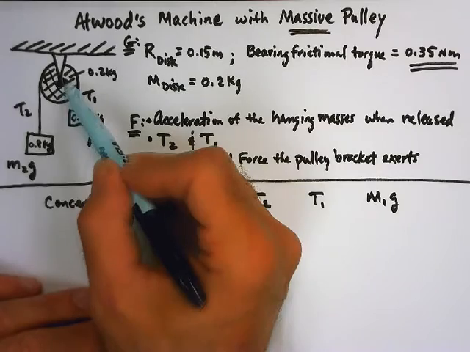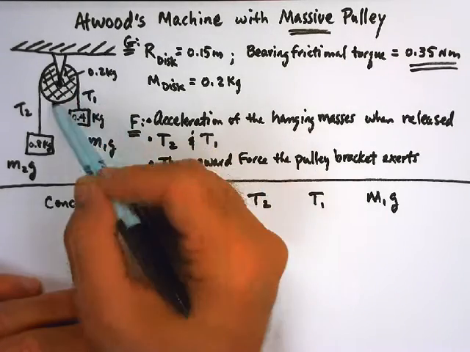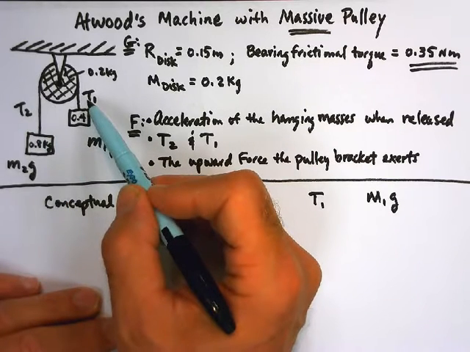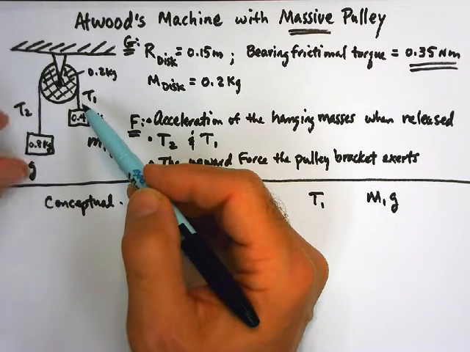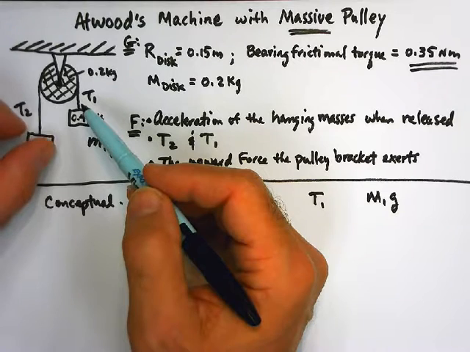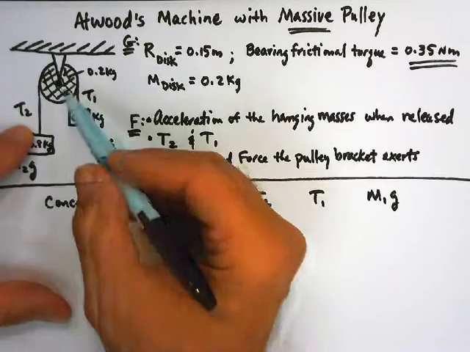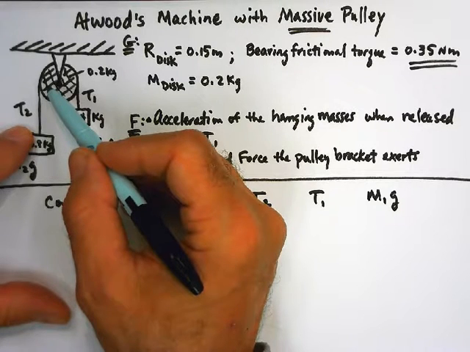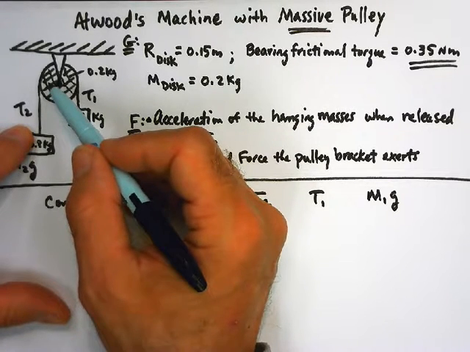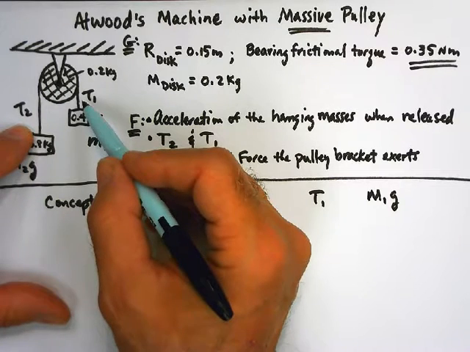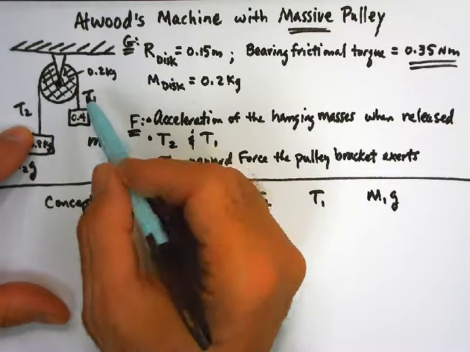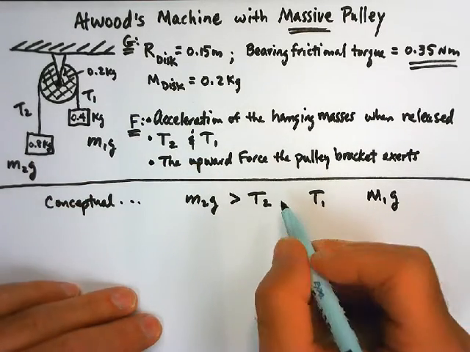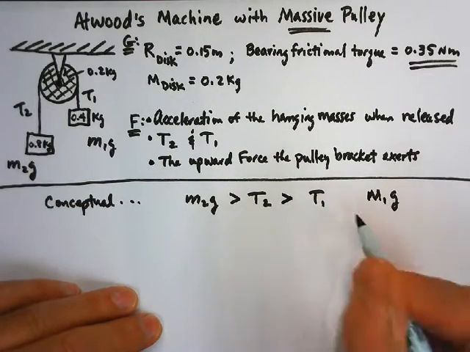What about getting back to the rotational inertia of this disk? If we compare T2 with T1, T2 is going to pull quickly, but because the disk has so much rotational inertia, it's going to resist being rotated, and so therefore the other side won't feel it as much, and so T1 will be less than T2. So T2 is greater than T1.